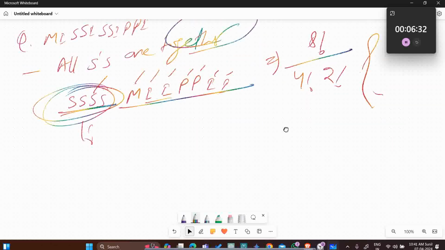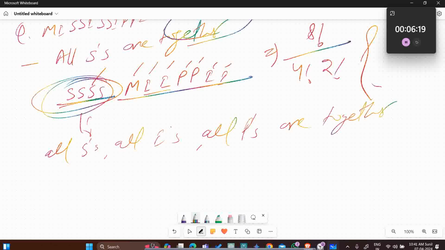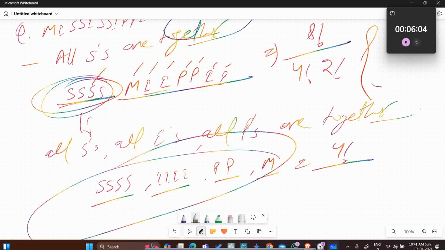But if we say all S's, all I's and all P's are together, then the answer would be, let's say S makes 1, all I's are 1, all P's are 1, all M is 1. A size of 4 with no repetition, so this is 4 factorial.